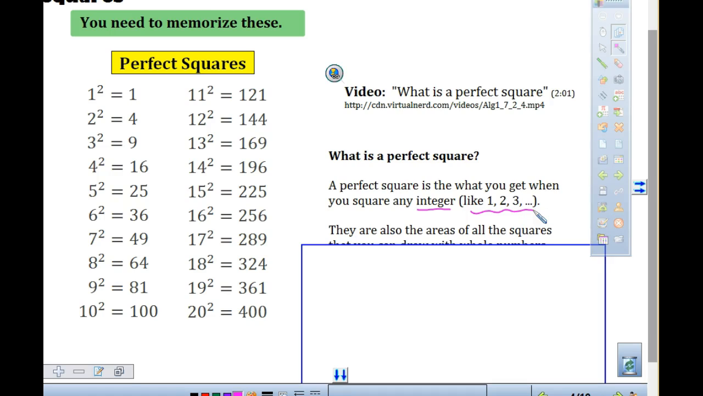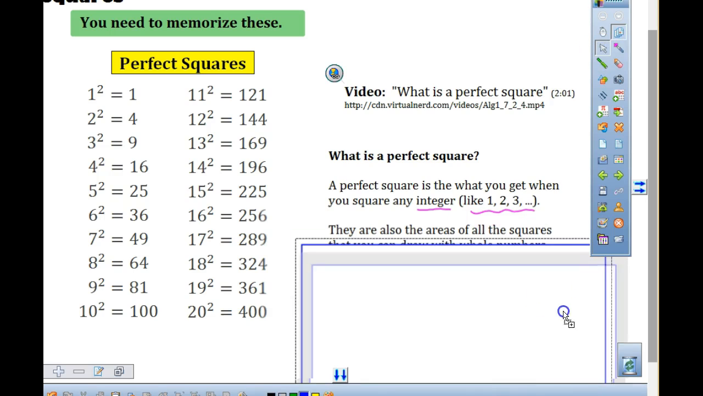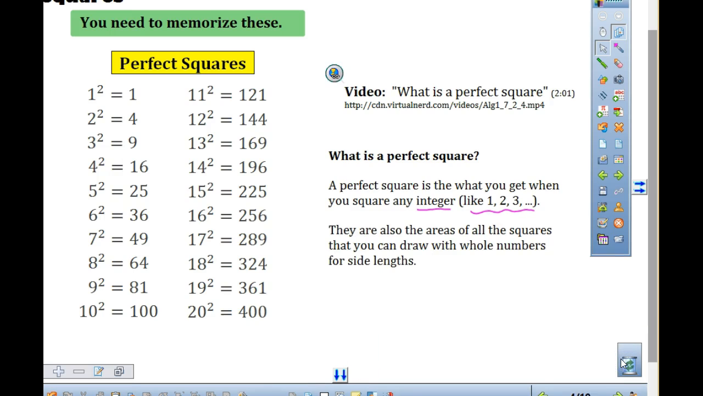We could have 52 squared, 52 times 52, right? Keeps going. The other thing that we want you to keep in mind is they are also the areas, okay? That is key. Perfect squares are going to be the areas of all squares that you can draw if the side length is a whole number.